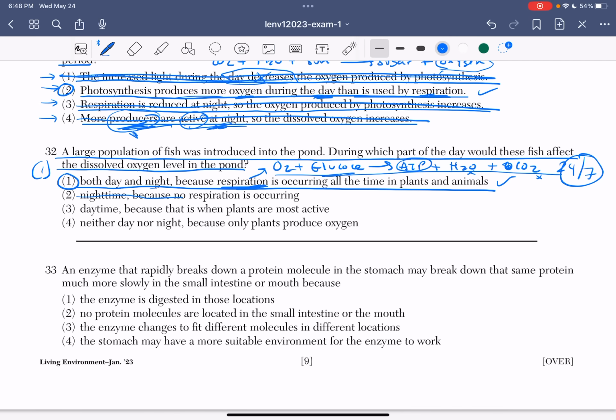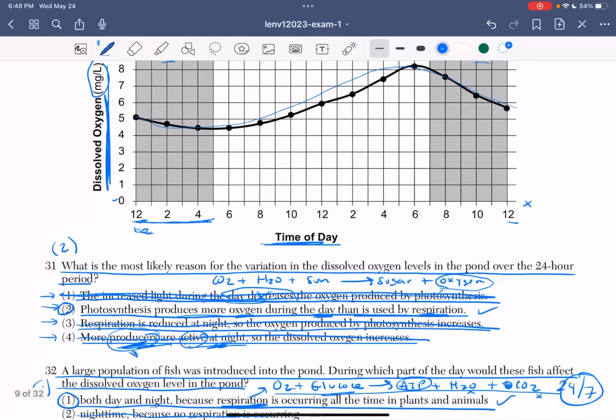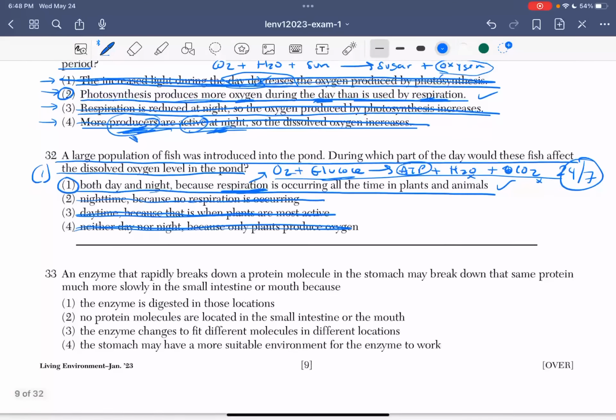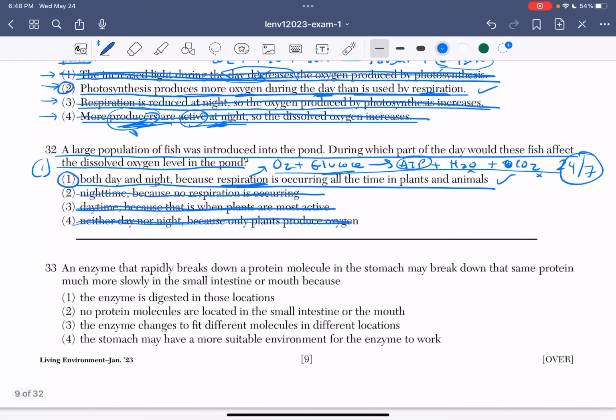Nighttime, because no respiration is occurring. Incorrect. Respiration occurs all the time. Daytime, because that is when plants are most active. That's incorrect. Neither day nor night, and that's incorrect as well. Okay. Let's take a look at number 33, which does not involve this anymore. That's it. We're done with the questions that involve the graph.